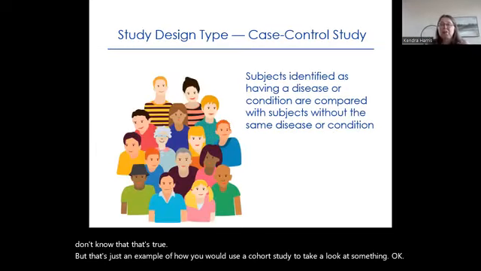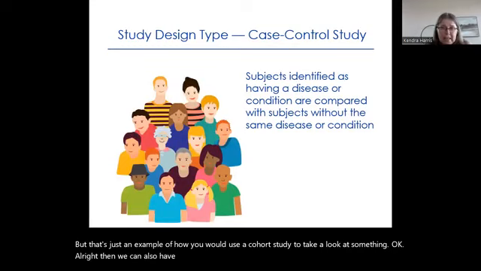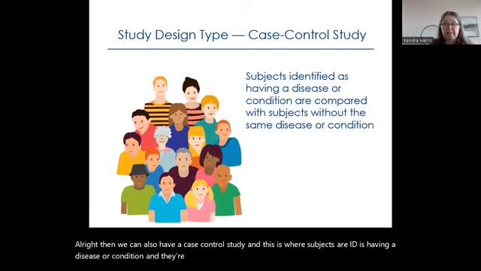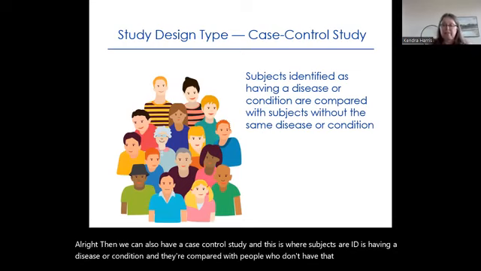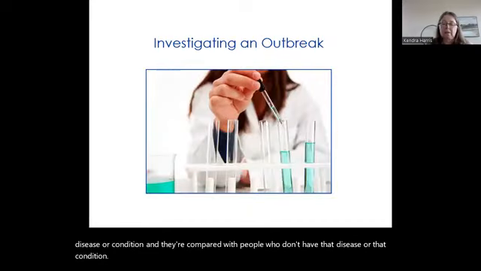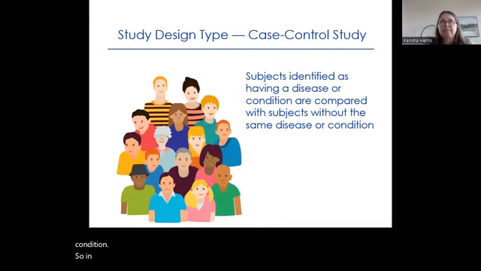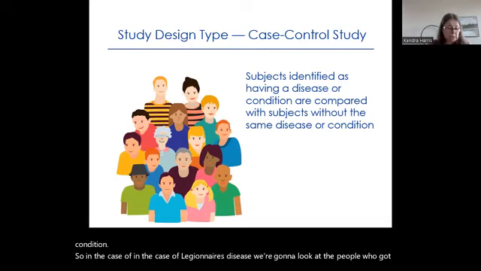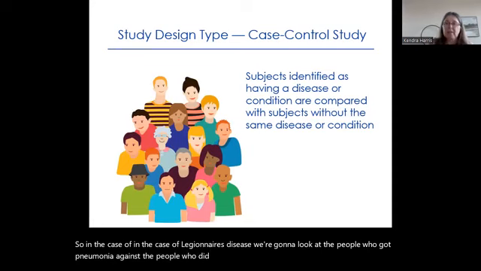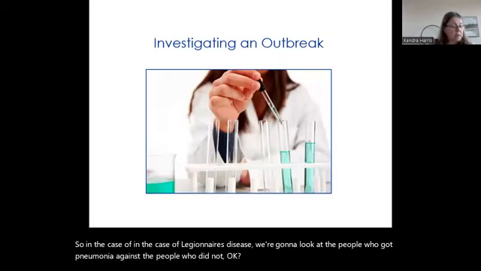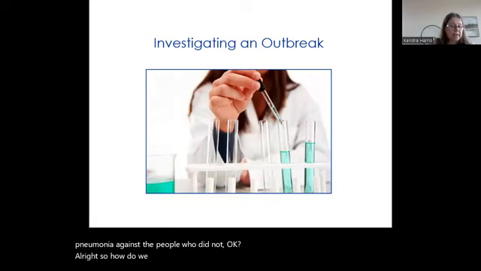All right, then we can also have a case control study. This is where subjects are identified as having a disease or a condition, and they're compared with people who don't have that disease or that condition. So in the case of Legionnaires' disease, we're going to look at the people who got pneumonia against the people who did not. All right. So how do we investigate an outbreak?